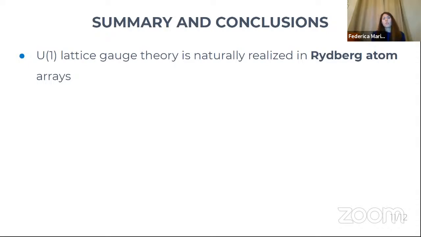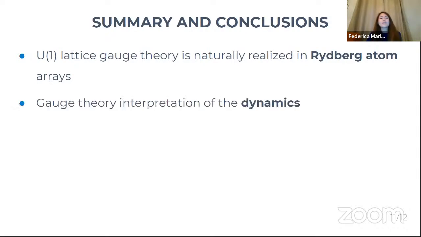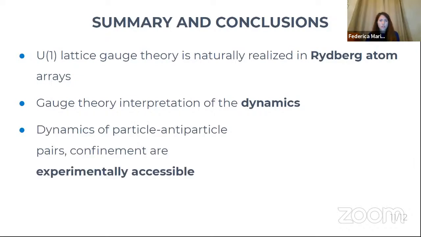Okay, so to summarize what I showed you today, I showed that the U(1) lattice gauge theory is naturally realized in Rydberg atom arrays, and was realized in a Rydberg atom array. And I showed you how this could be used to give an interpretation to the dynamics observed. Also, I didn't have time to discuss this, but we showed in the paper that one can also study experimentally the dynamics of particle-antiparticle pairs and confinement.